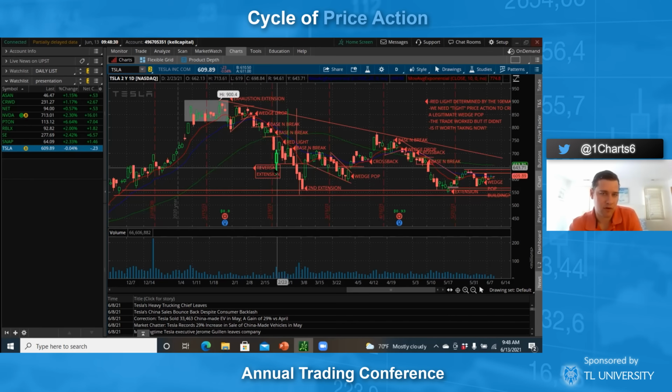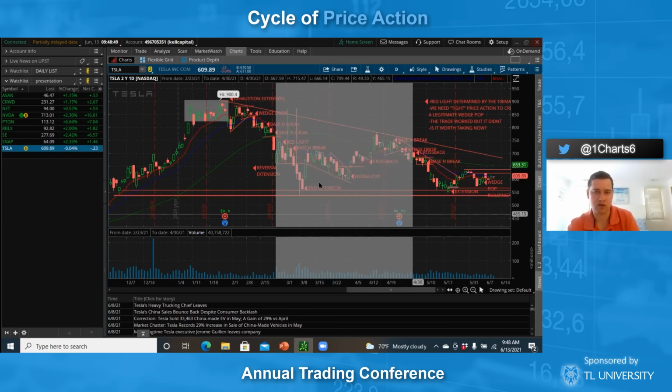So this to me is a reversal extension, but we come up, and I wrote red light here because we rejected the moving averages, and then we actually base and take out the lows again. So you do have to take that in context of the market. But in reality, because we're below the moving averages all through here, there's no reason to really be paying attention to this stock. Now, I did take a trade in Tesla.